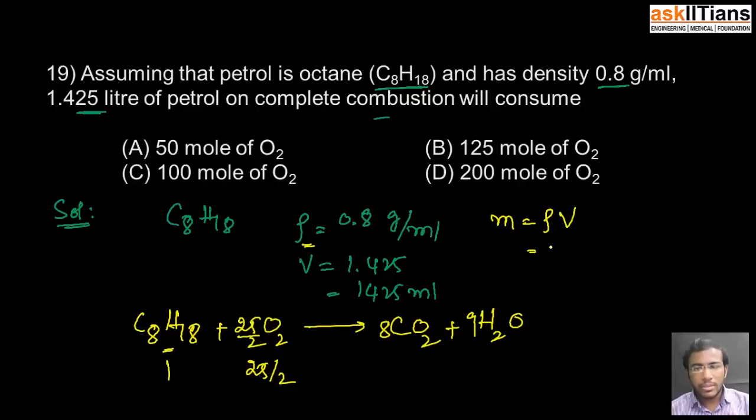So density is 0.8 gram per milliliter, multiplied by volume in milliliters. Don't directly substitute in liters, you will get the wrong answer. So you will get 1425. This is going to be the mass in grams of octane, and you will get 1140 grams if you calculate this one.